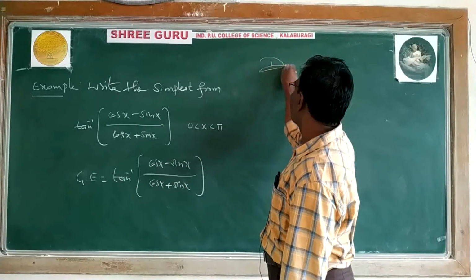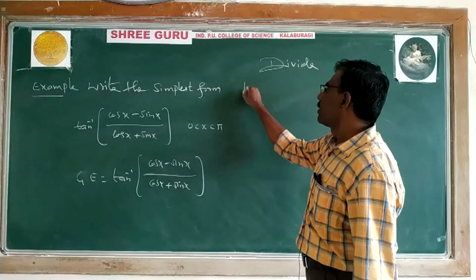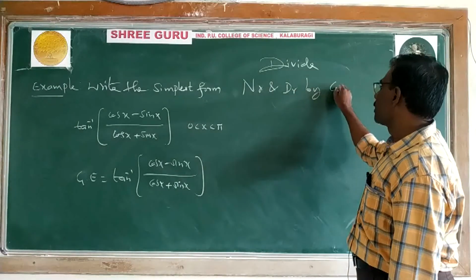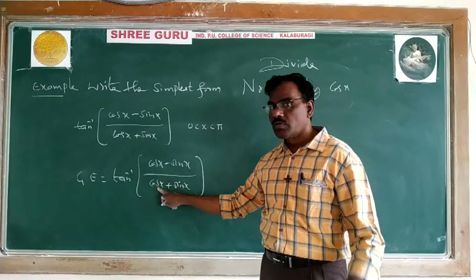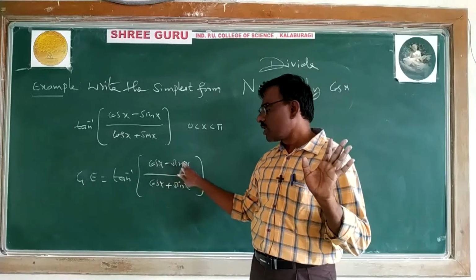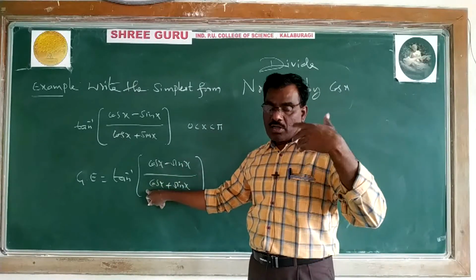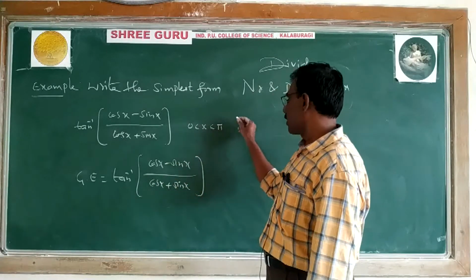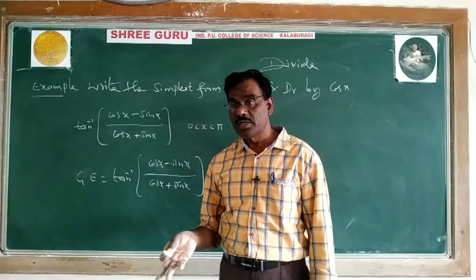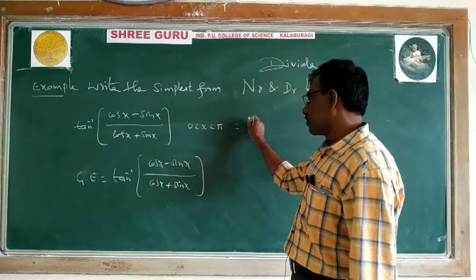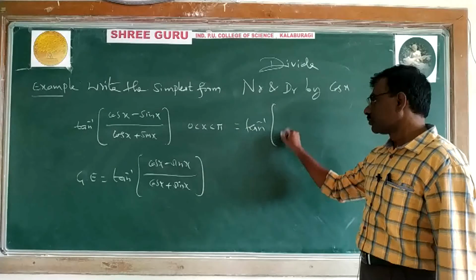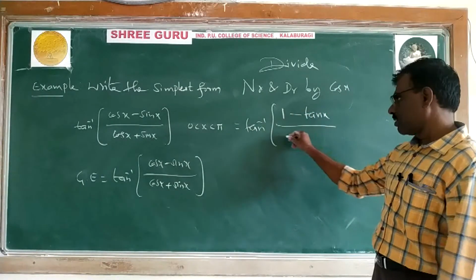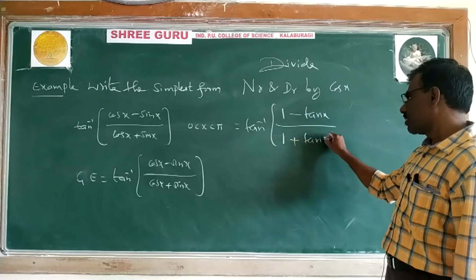Divide numerator and denominator by cos x. ये है ना, इधर 1 आना है. cos minus sin by cos plus sin है. cos x की जगह 1 लिखना बोले तो इसको क्या करना? डिवाइड करना है. Okay, divide numerator and denominator by cos x. So what about tan inverse of 1 minus tan x by 1 plus tan x?